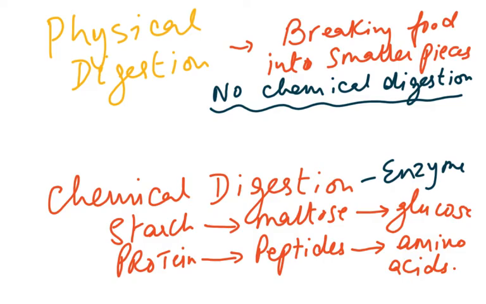Enzymes will break down the starch into maltose and then maltose into glucose, and this glucose can now enter the bloodstream. Similarly, proteins will be digested to peptides and then peptides to amino acids, and the glucose and the amino acids now are soluble and these can enter the blood.